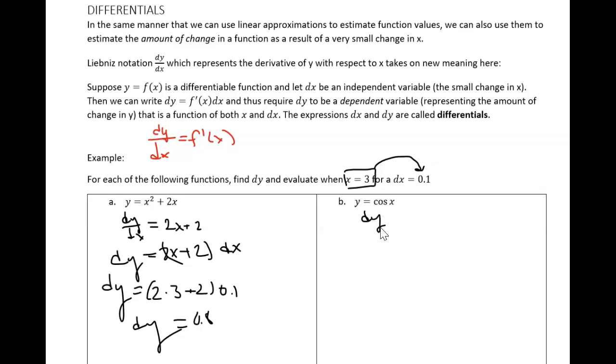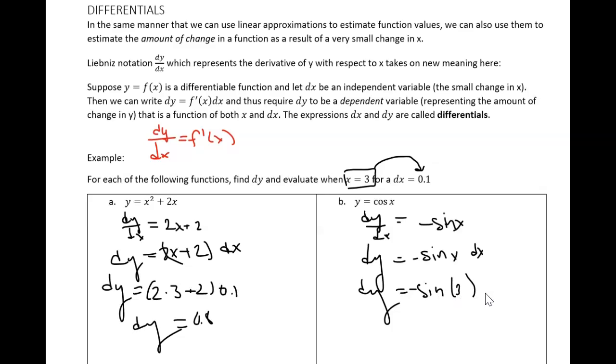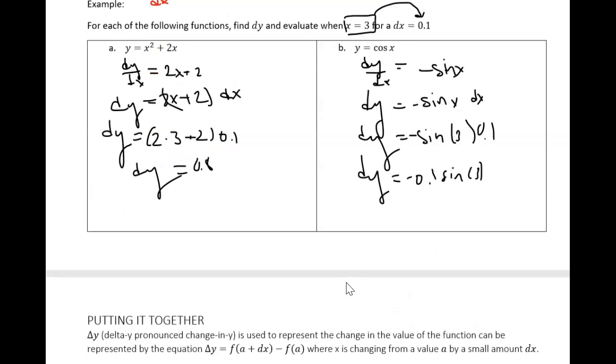Repeat that process on the second example. dy/dx, the derivative of cosine, is negative sine. So dy is equal to negative sine x dx. And then if we plug in our values, it's equal to negative sine of 3 times 0.1. And so our answer for this one, we can just leave exact: negative 0.1 sine 3. And that's how we're going to solve for dy.